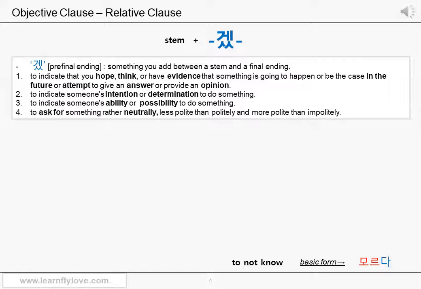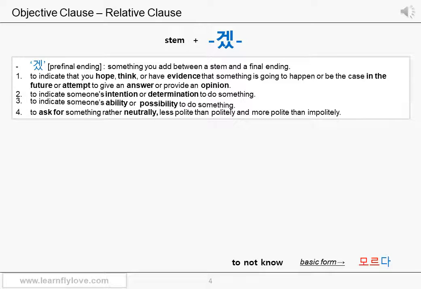First, this ket sound is used to indicate that you hope, think, or have evidence that something is going to happen or be the case in the future. This is exactly about the future tense you learned in lesson 4, right? Or attempt to give an answer or provide an opinion. Let's see the next usage. To indicate someone's intention or determination to do something. And this one is also something you already learned in lesson 4. It's the usage of modal will when it's used to indicate someone's intention or determination to do something.